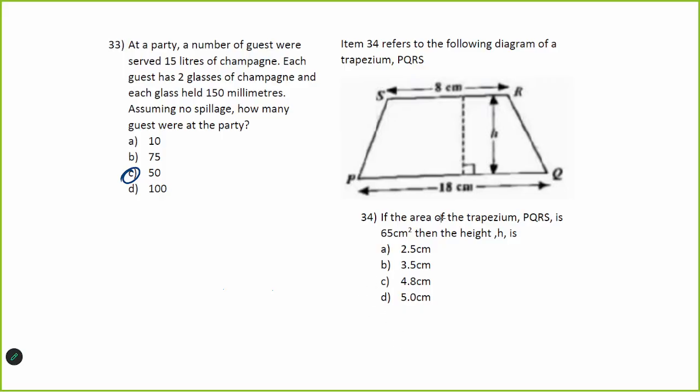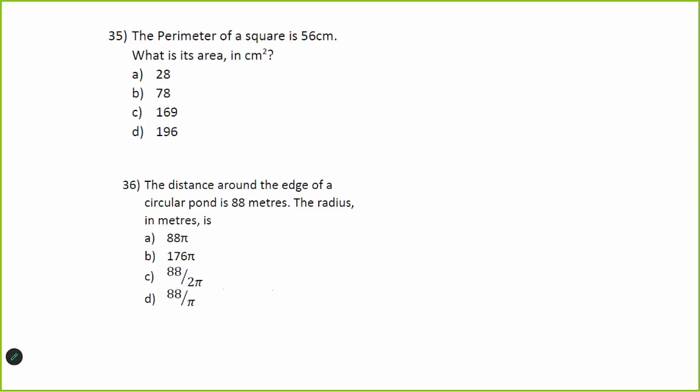Was it? I believe the height was 5. Let's check. 8 and 18 plus 8 is 8 and 8 is 16. That's 26. A half by 26 by 5. A half of 26 is 13. 13 by 5 is in fact 65. So the answer is D. This one here, the perimeter of a square is 56. What is the area? So 4 times side is 56. One side is 56 divided by 4, which is 14. 14 by 14 is 196.